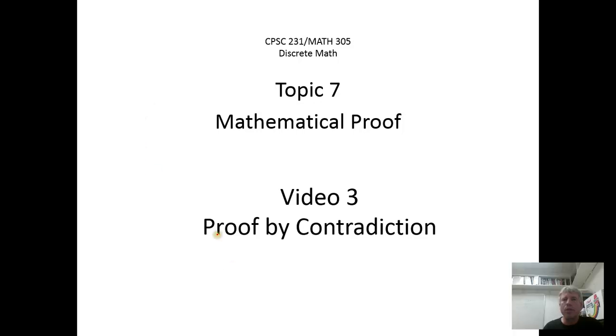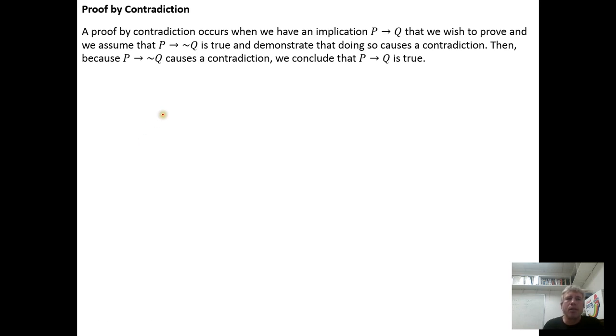So in this video we're going to go over proof by contradiction. In proof by contradiction we have an implication we want to prove, P implies Q. We want to prove that this is true. And instead of trying to directly prove that P implies Q is true, we say suppose P is true implies not Q is true. And what we want to demonstrate is that if not Q is true, it leads to a contradiction. It leads to P being a false statement.